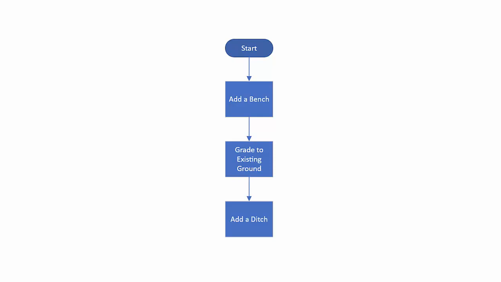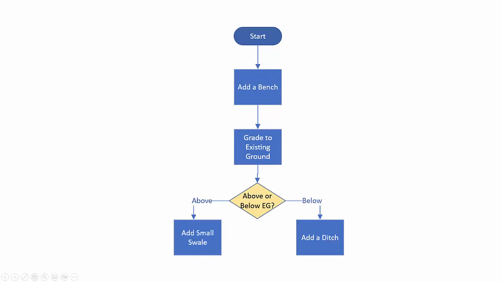But let's say we wanted to add a conditional to this. Do the same thing. We add a bench, we grade to existing ground, and then we check if we're above or below existing ground. We might be grading up, might be grading down. We add a small swale if we're above ground, and we add a full-blown ditch if we're below ground. So this is the type of sample you can find all over the internet. It's the type of sample that AutoCAD uses in their downloadable sample and their tutorial that they have packaged up with Civil 3D.